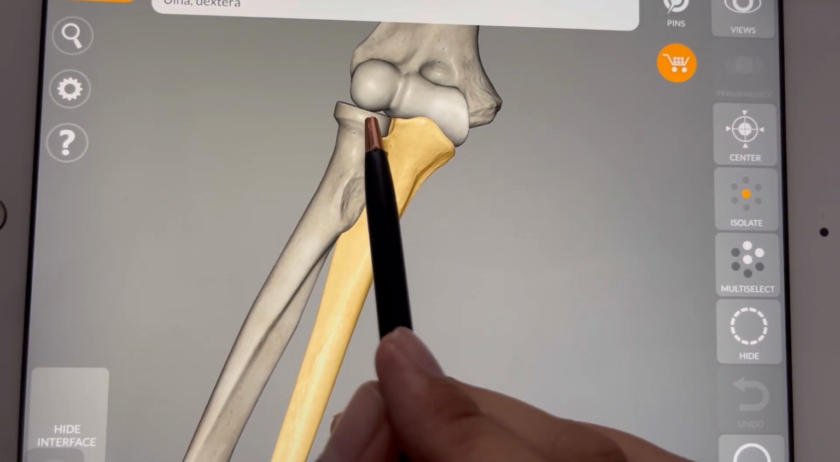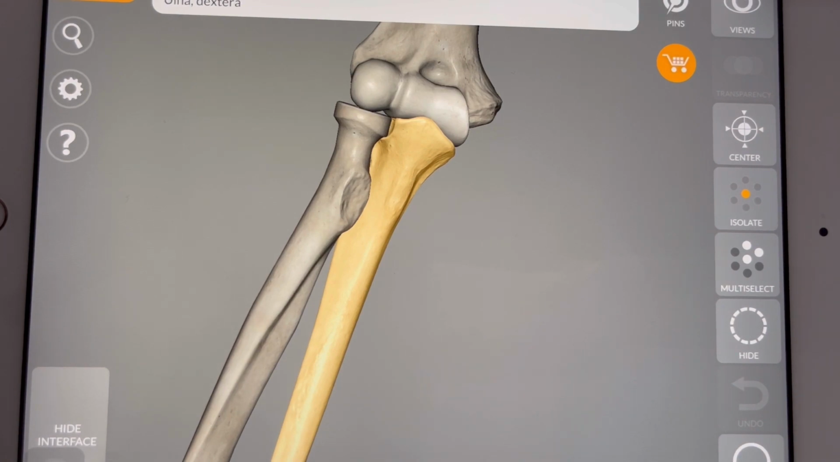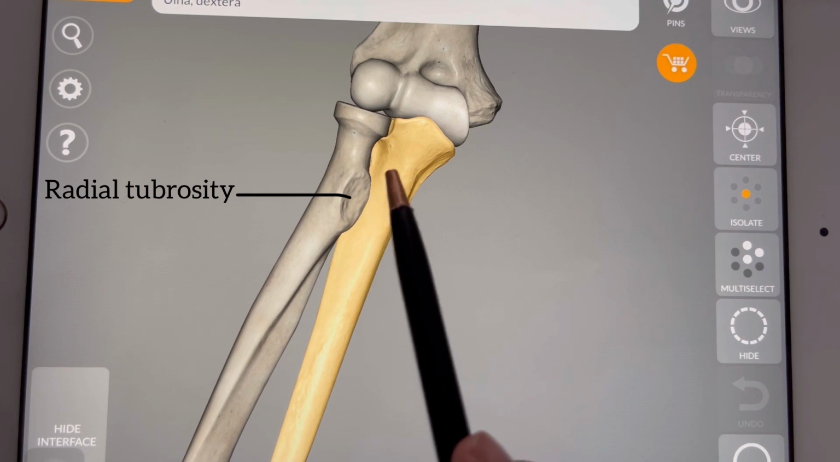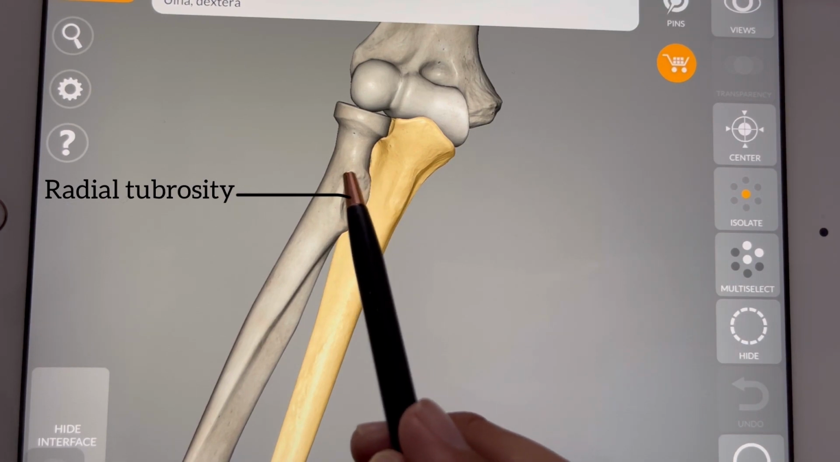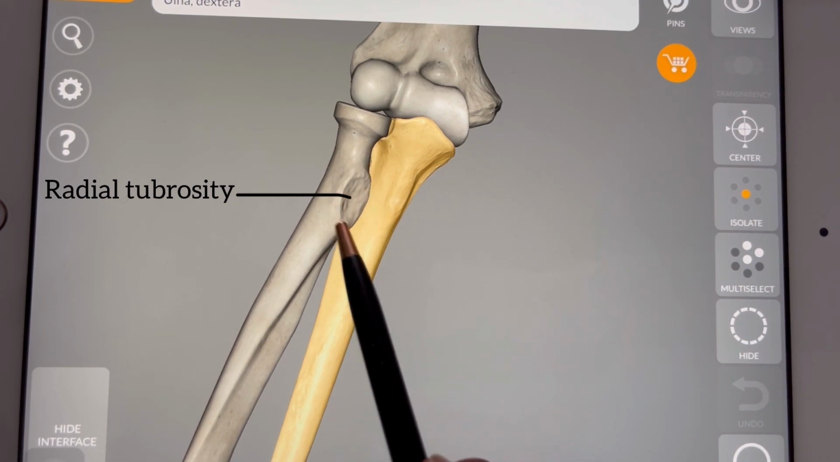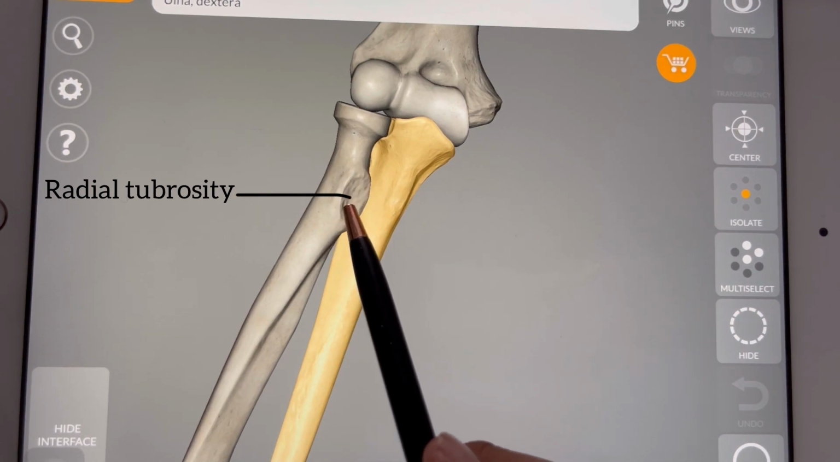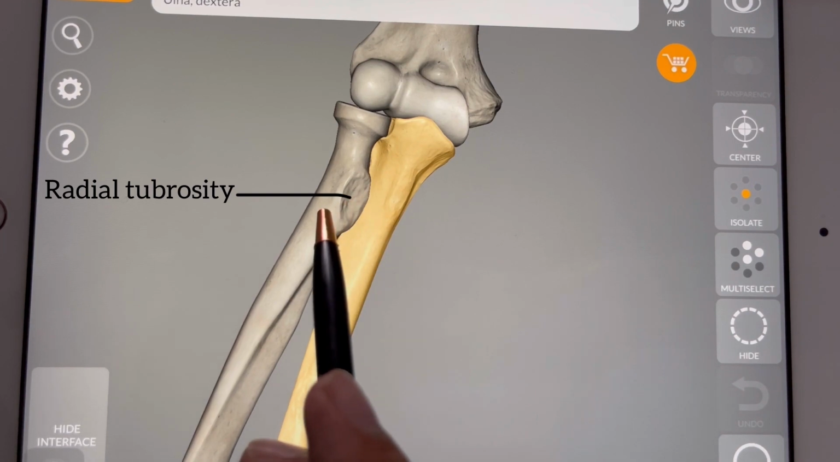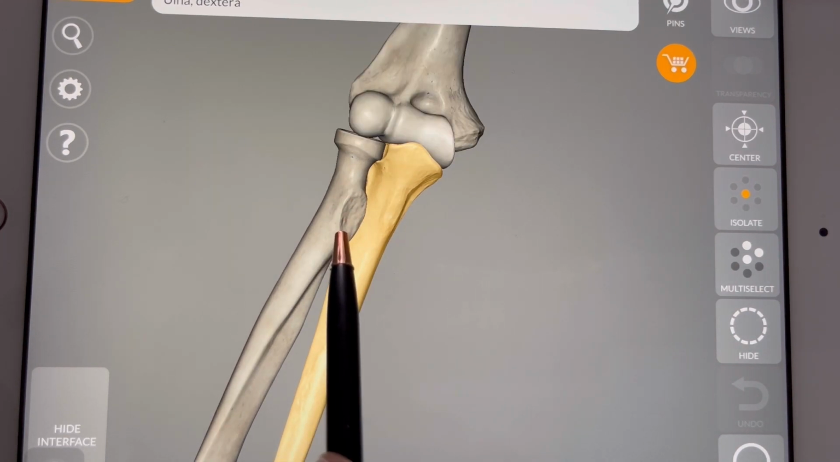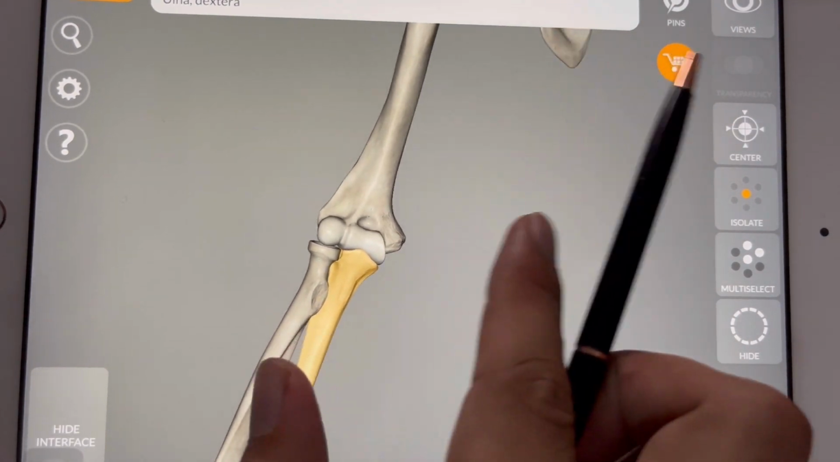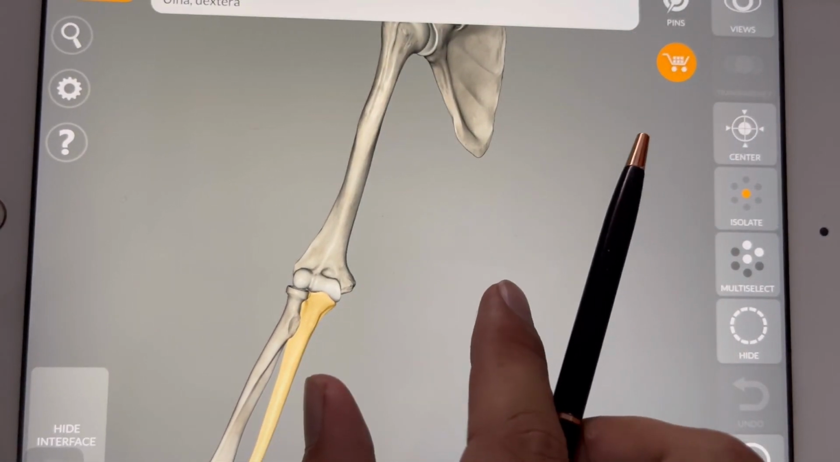Distally to the head of the radius bone, we have neck region, and more distally at the anteromedial side, we have a slight rough elevation. This elevation is called radial tuberosity. This radial tuberosity provides attachment for the tendon of the biceps brachii muscle.